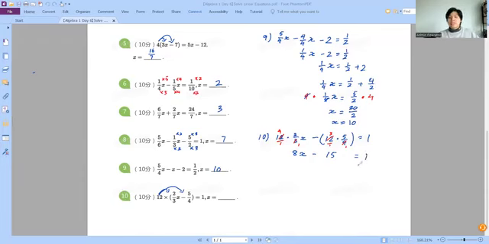So right here I have 8x minus 15 is equal to 1. Let me move that minus 15 over to the right. It's going to be plus 15. One plus 15 is 16. One last thing, 16 divided by 8 is 2. X is equal to 2.